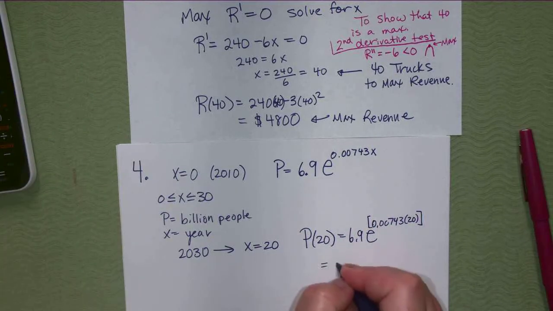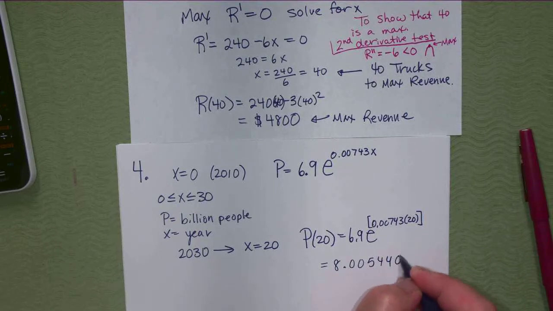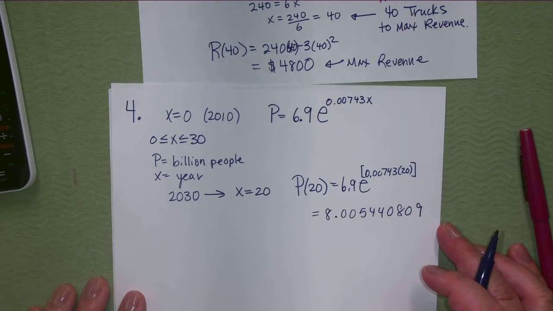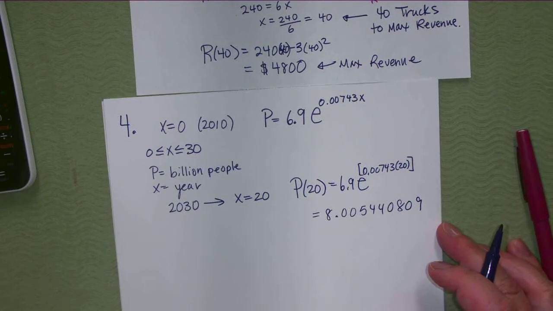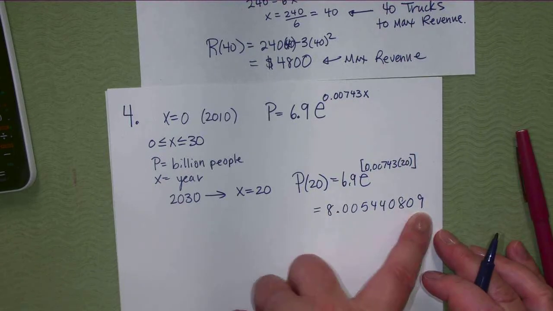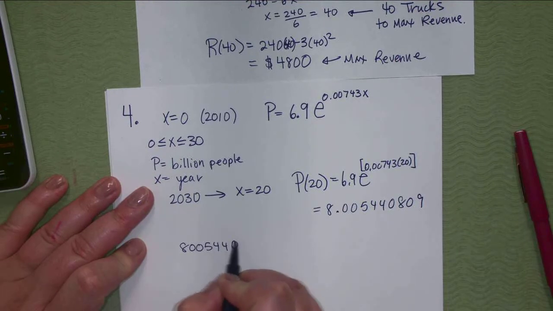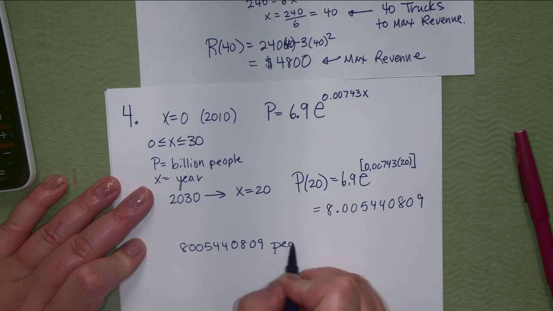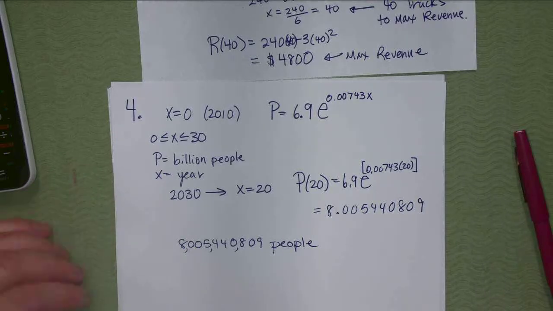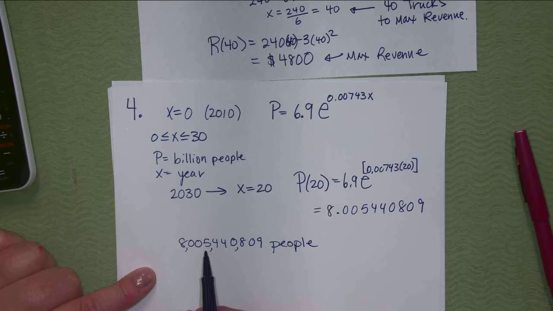So I get 8.0054400809. I'm writing the whole thing down because it's in billions of people. Right? How many zeros in a billion? 9. So this would be 1, 2, 3, 4, 5, 6, 7, 8. Yeah, so this would actually be 8, 1, 2, 3, 4, 5, 6, 7, 8. Right? So you could round it off to 8, that would be fine, but if you rounded it off to 8, you're actually missing 5 million people.